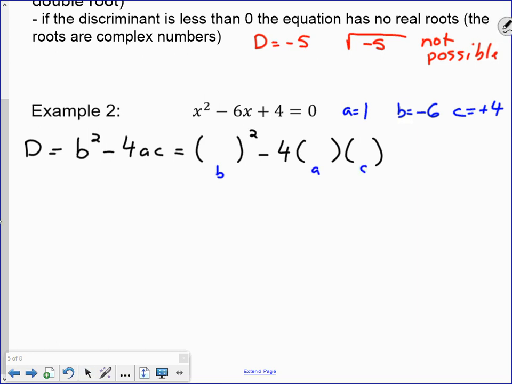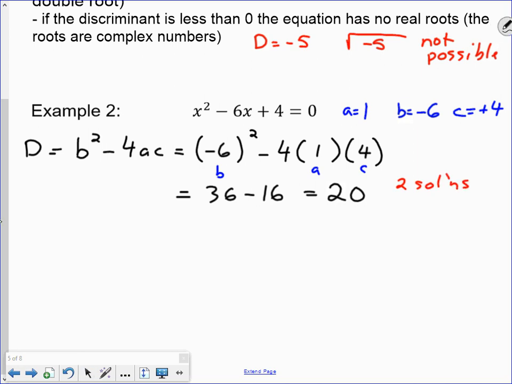Okay, our b value is negative 6, our a value is 1, our c value is 4, and so we can start to evaluate. Negative 6 squared is negative 6 times negative 6, that's 36. This is going to be 36 minus 16, which is going to be 20. So the fact that this is greater than 0 means that we have two solutions, or two roots.